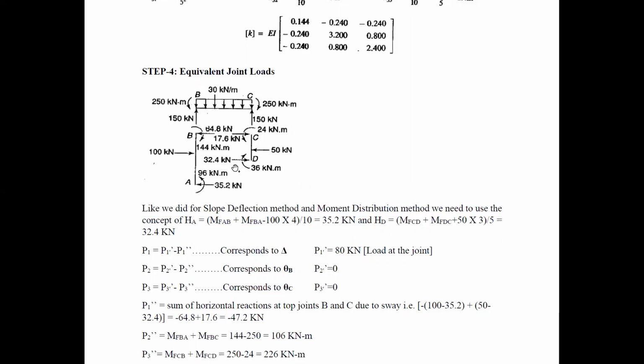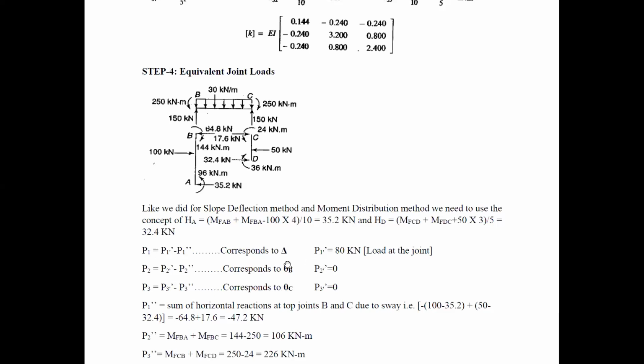Now the sign convention followed here is that any load acting in the direction of sway is positive and away from the direction of sway is negative. Now the equivalent joint loads are given by P1, P2, P3. P1 is equal to P1 dash minus P1 double dash, P2 is equal to P2 dash minus P2 double dash, and P3 is equal to P3 dash minus P3 double dash. P1 corresponds to delta, P2 corresponds to theta B, and P3 corresponds to theta C.